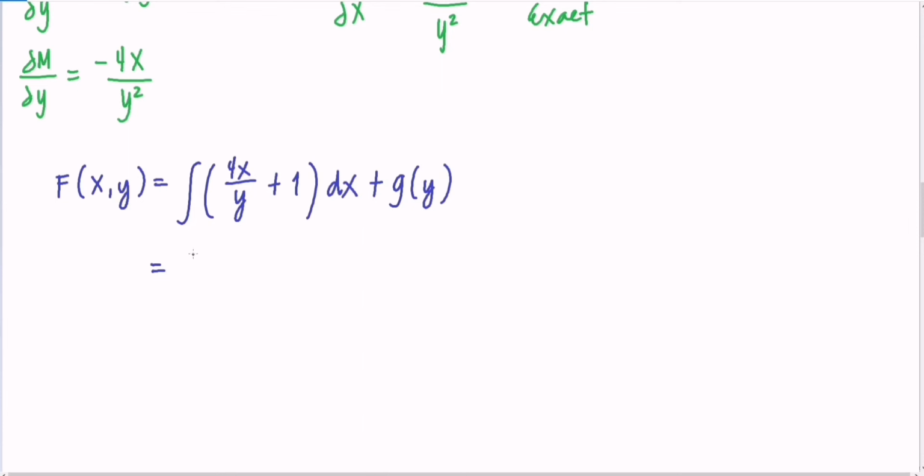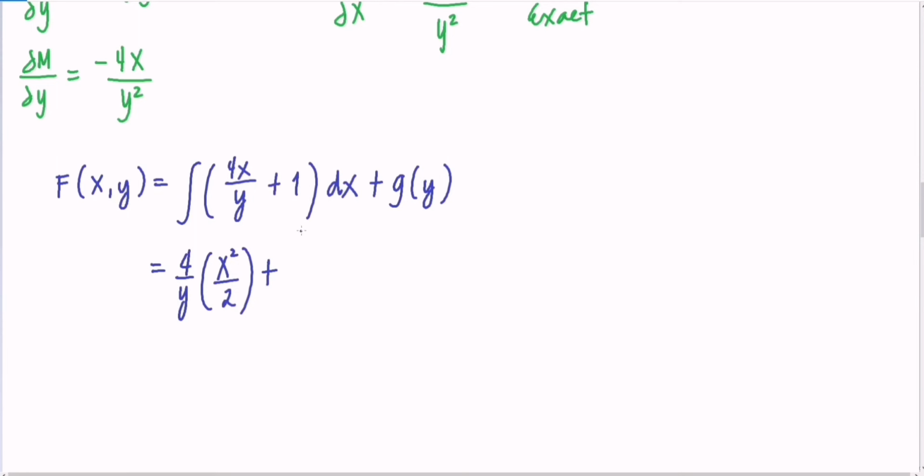etong 4 over y ay ititreat ko siya as constant. So si 4 over y, just copy, no? And then si x, i-integral ko. So ang integral niyan ay x squared. Ayan, x squared over 2. Okay? And then, si 1, so 1 dx, ang integral naman niyan is x, no?